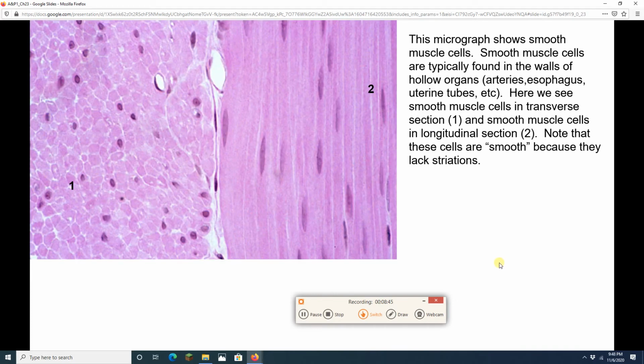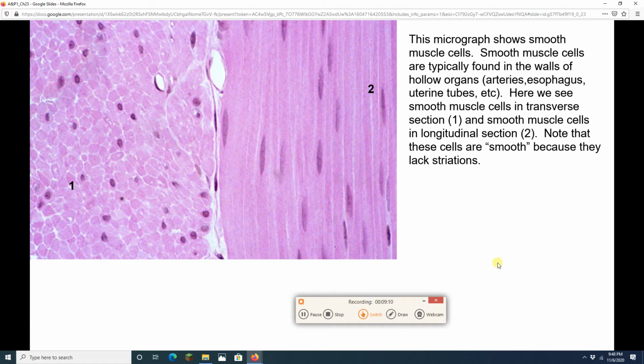Okay, now we got some smooth muscle cells. This is our final type of muscle histology we're going to look at. We find smooth muscle cells in the walls of hollow organs. So pretty much if there's a hollow organ in your body, it's either going to contain a liquid, so think like digestive tract, reproductive tract, urinary tract, or it's going to contain a gas, think respiratory tract there.